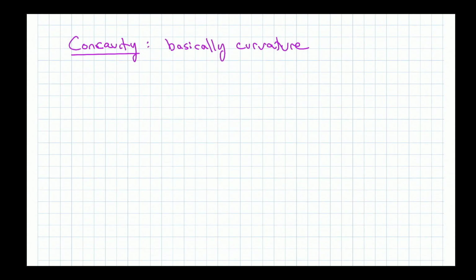So there's this kind of shape, and there's this kind of shape. The first one is what we call concave up, and the second one is what we call concave down. All right? And that's concavity: concave up, concave down.